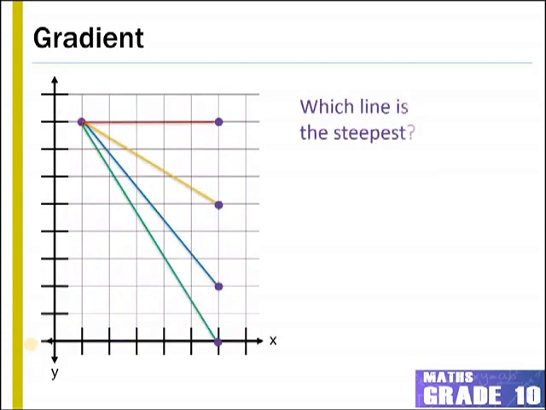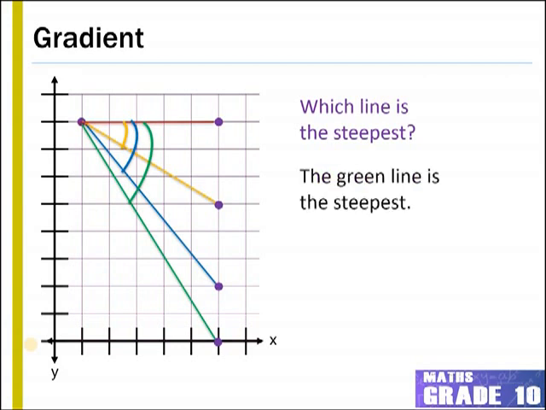Here are some more lines. Which line is the steepest in this case? Again, if we look at the measures of the angles, we can see that the green angle has the largest measure. So the green line is the steepest.